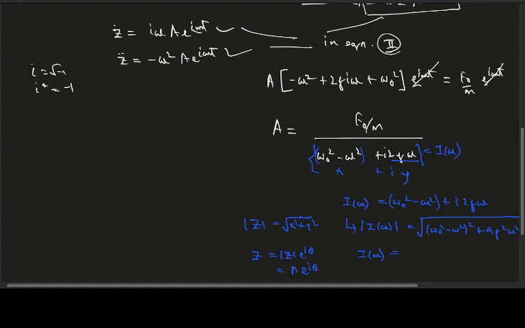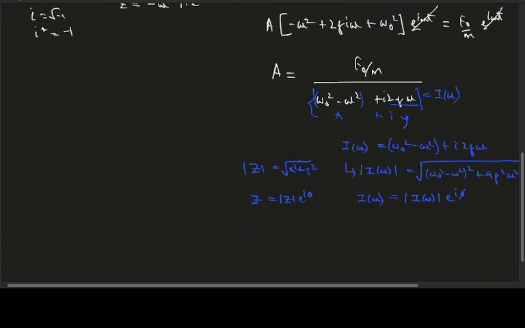So here, mod of I, this I of omega is mod of I of omega e to the power i phi, let's say a new angle, no surprise. So this becomes naturally root under omega naught squared minus omega squared whole square plus 4 gamma squared omega squared, e to the power i phi.